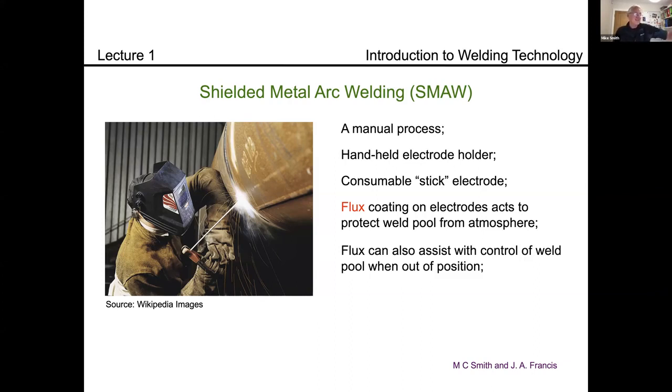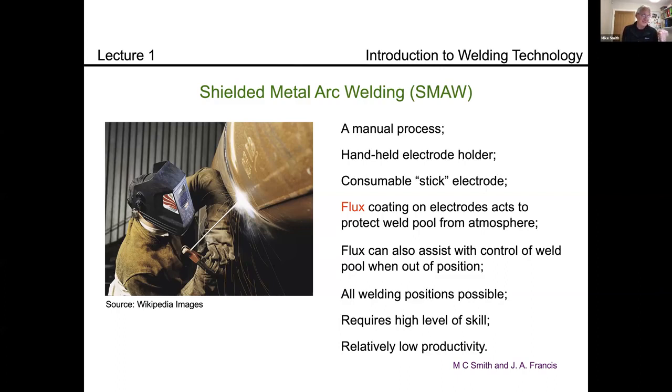And having solid flux, flux that solidifies on the surface, helps to maintain stability of the weld pool when you're doing what we call out of position welding. Now, we can weld in any position, from above, from the sides, from underneath, with shielded metal arc welding. Because it's a manual process, it requires a very high level of skill from the welder, and it has a relatively low productivity. It takes quite a long time.